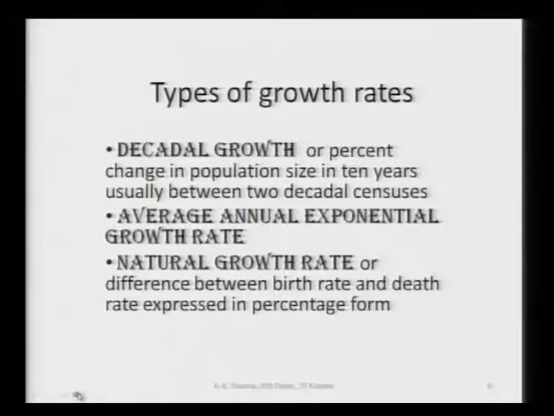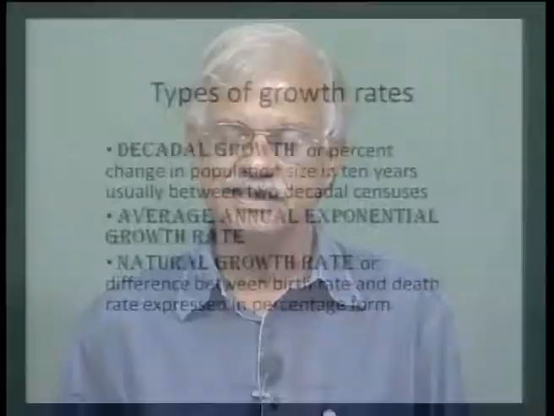Decadal growth, or percent change in population size in 10 years, is calculated when you have figures from decadal censuses at 2 consecutive dates. For example, in India, the first census was started in 1872, but that was not a synchronous census. It is said that in 1881, for the first time, we had an all India census at the same point of time, and after that, every 10 years, we have a history of uninterrupted censuses.